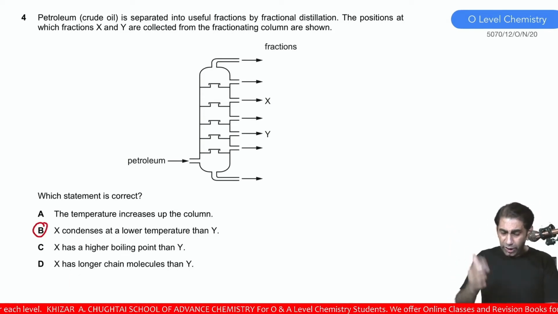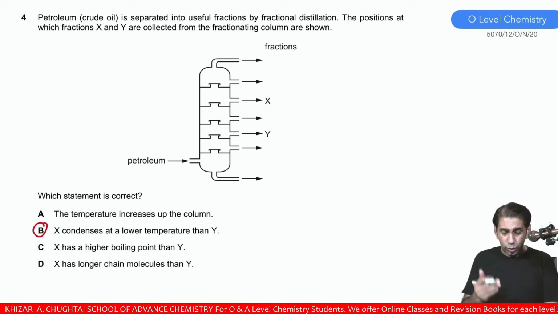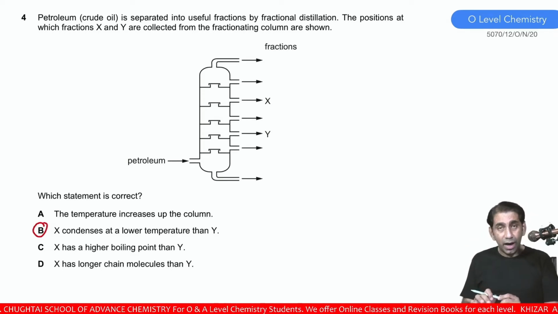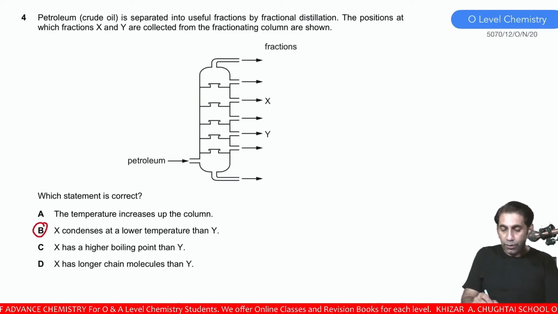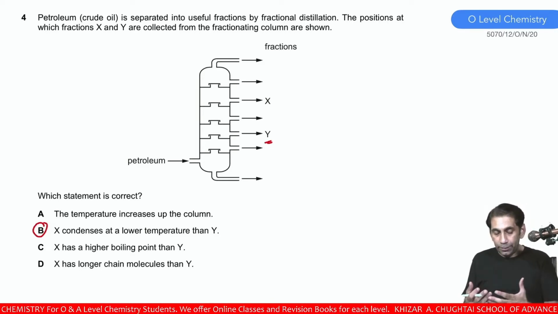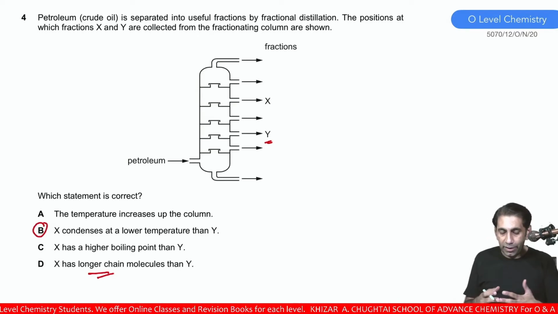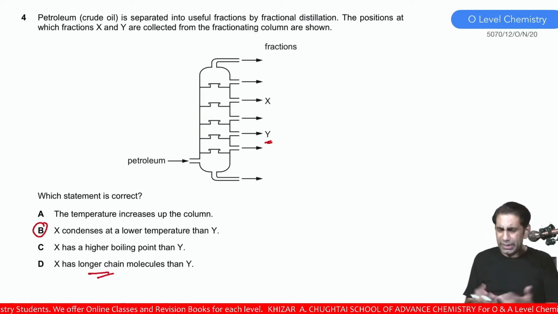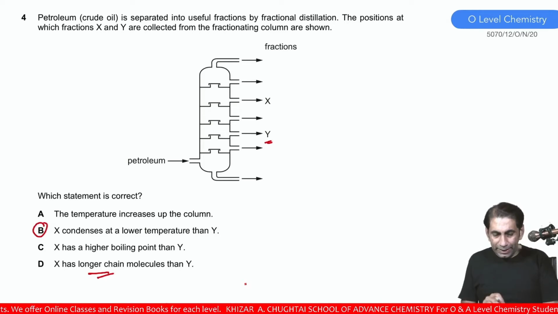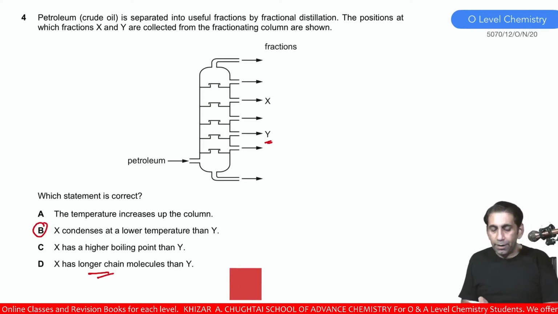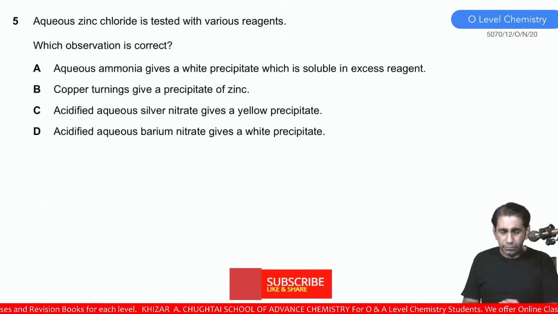However, we can check the further ones, the next two, C and D. X has higher boiling point than Y. No, the bottom one has the higher boiling point. The bottom one has the longest chain of carbon atoms, higher value of mass, and so on. So again, it is confirmed that B is the correct option.